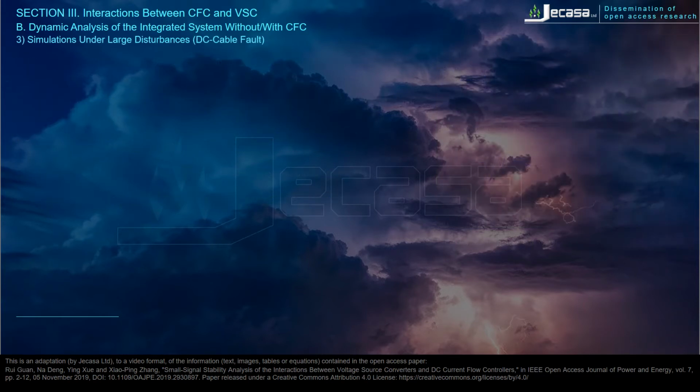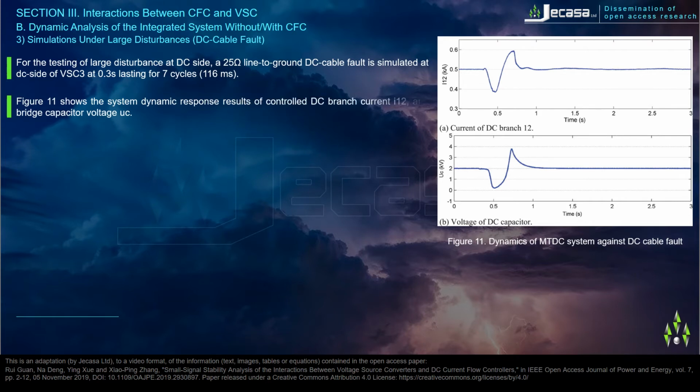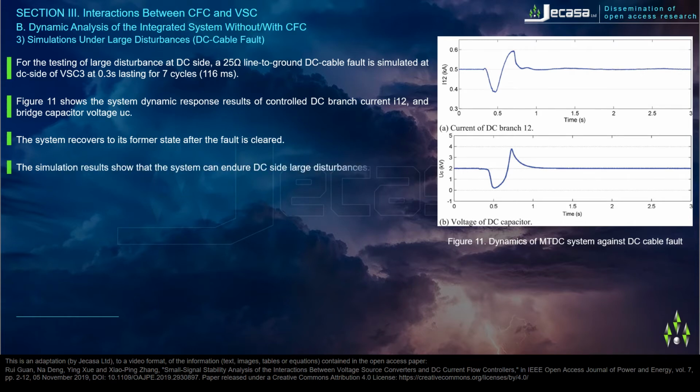3. Simulations under large disturbances, DC cable fault. For the testing of large disturbance at DC side, a 25 ohms line to ground DC cable fault is simulated at DC side of VSC3 at 0.3 seconds, lasting for 7 cycles, 116 milliseconds. Figure 11 shows the system dynamic response results of controlled DC branch current I12 and bridge capacitor voltage UC. The system recovers to its former state after the fault is cleared. The simulation results show that the system can endure DC side large disturbances.